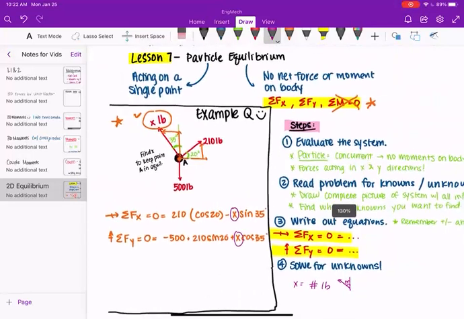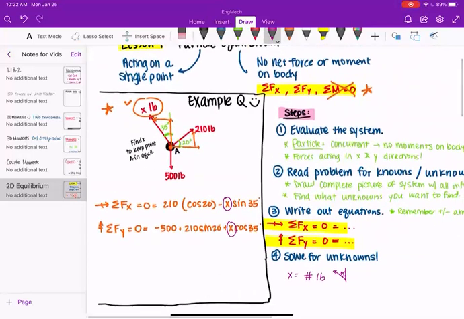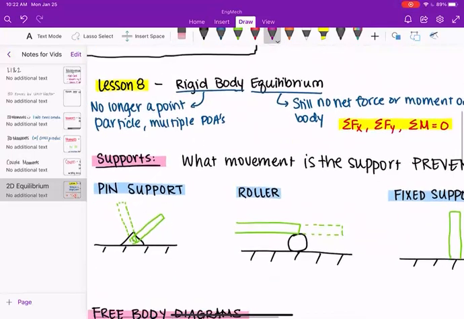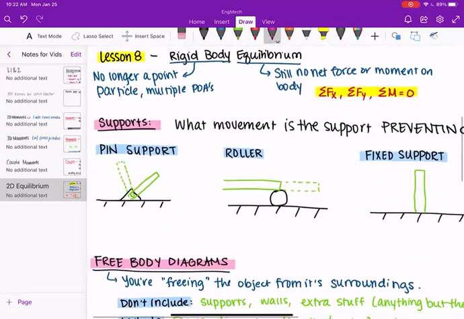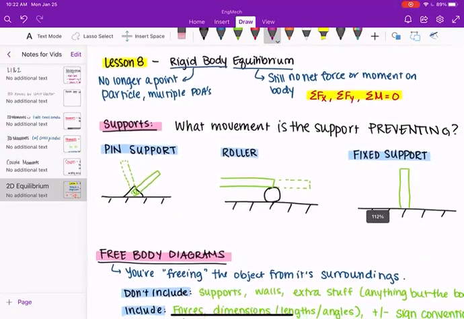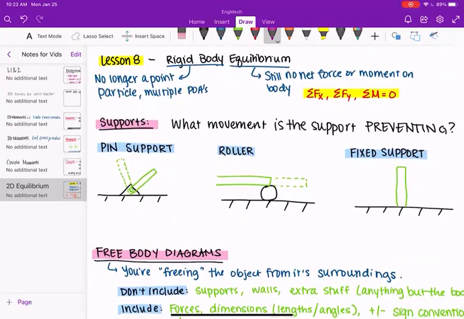It's fairly simple. We're probably not going to do a lot of those on the day in class, but they're important to know because they're the introduction to lesson 8. Lesson 8 goes into rigid body equilibrium, which essentially is no longer at that infinitely small point. So now it's not necessarily a concurrent force system, which means that you might have moments or the body might want to rotate.